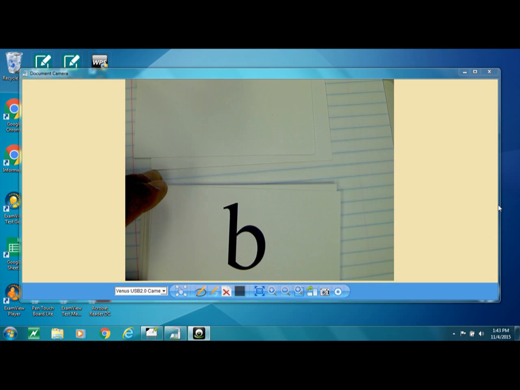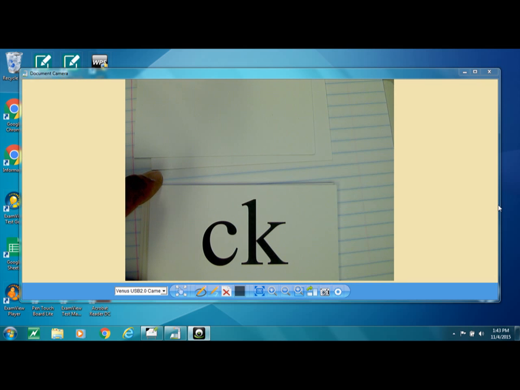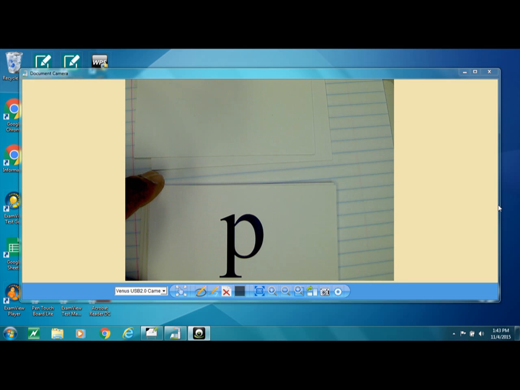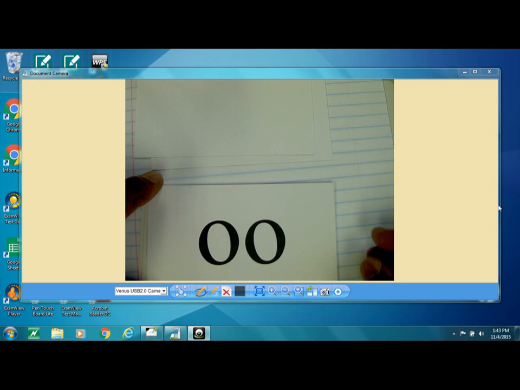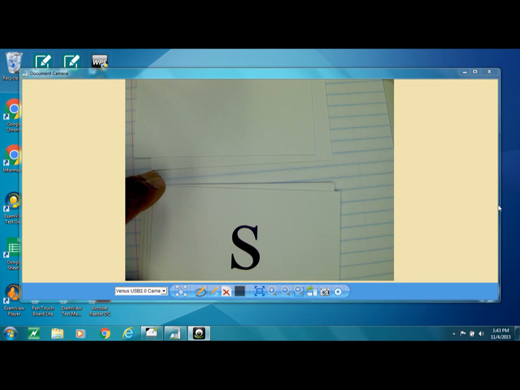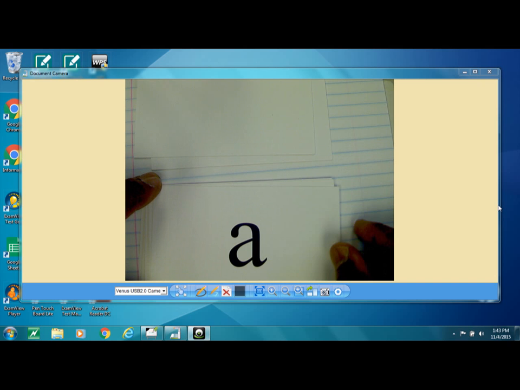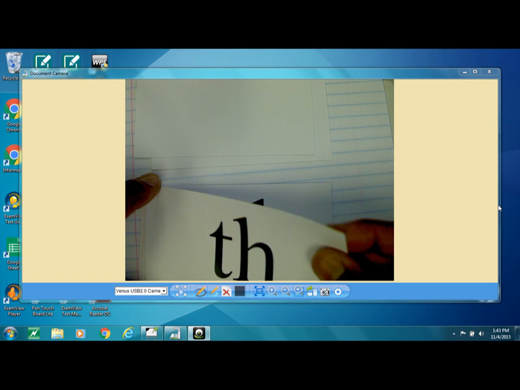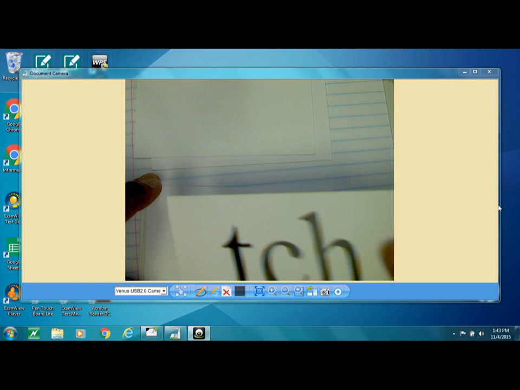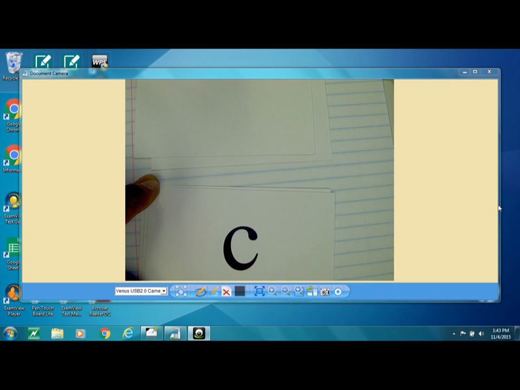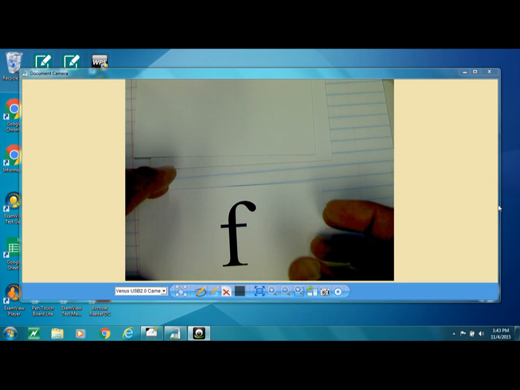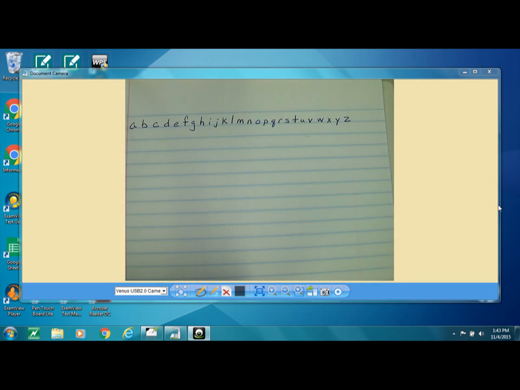digraph SH, B, digraph CH, digraph CK, U, P, digraph OO, S, A, M, digraph TH, trigraph TCH, O, C, D, F. Very good. Now what we're going to look at is the keywords and sounds.